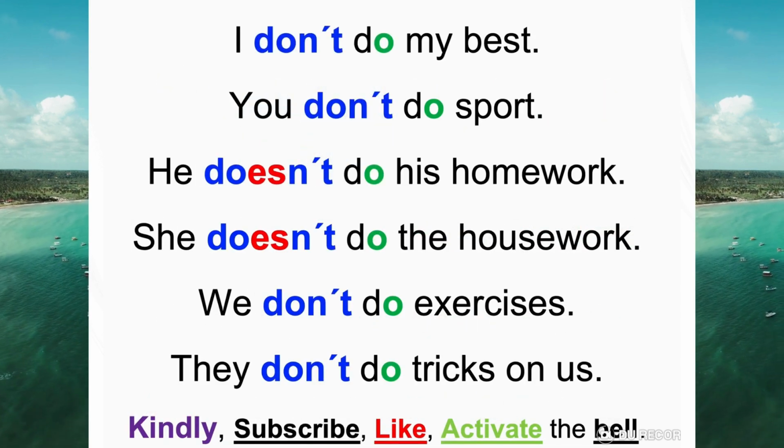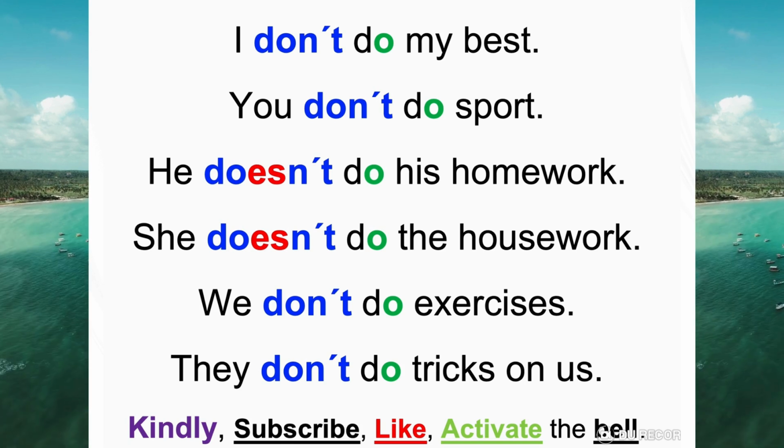I don't do my best. You don't do your sport. He doesn't do his homework. She doesn't do the housework. We don't do exercises. They don't do tricks on us. As you see, do doesn't change with all pronouns, but you need to write he doesn't and she doesn't. Let's go to the question form.